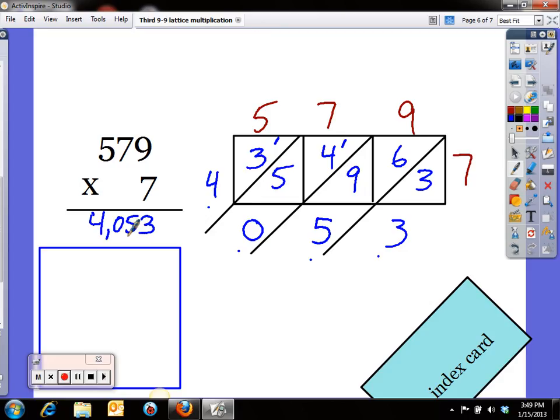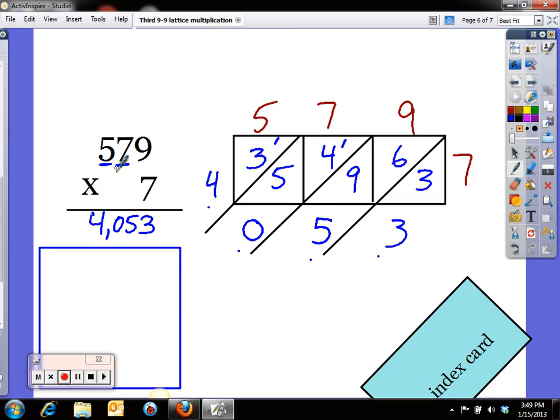The lattice method is really easy because when we're doing partial products, we have to remember, for example, looking over here at my traditional way this problem is set up, 7 times 9, then I have to do 7 times 70. They have to remember that that's a 70. And then 7 times 500, they have to remember that and do those extended facts. You don't have to do that in the lattice method, which makes it good.